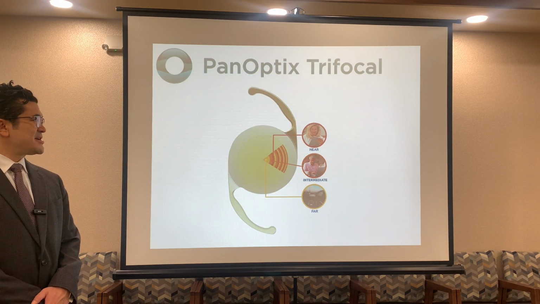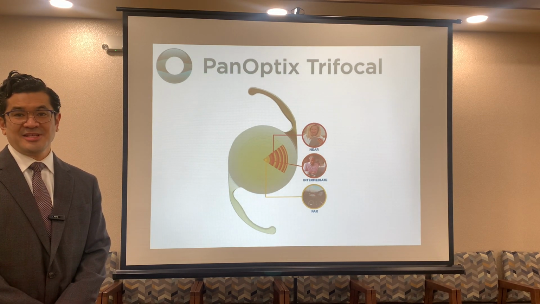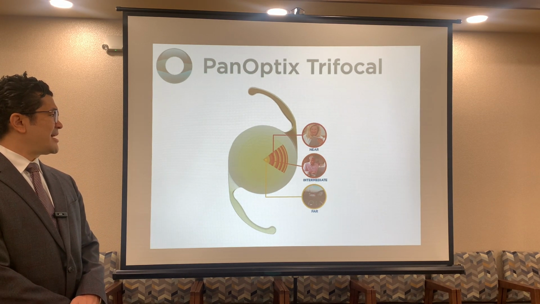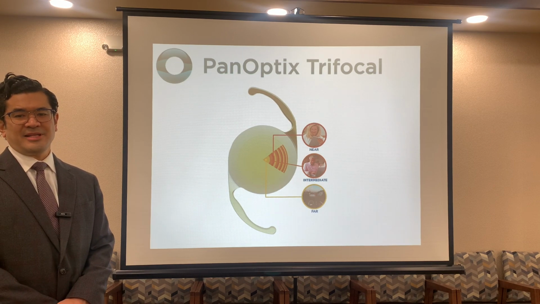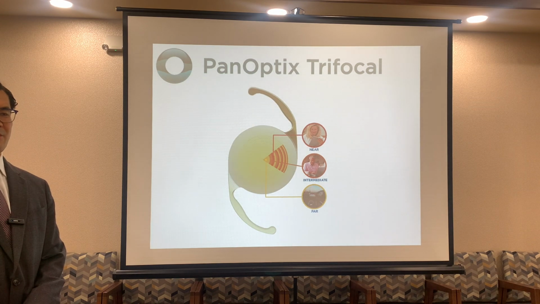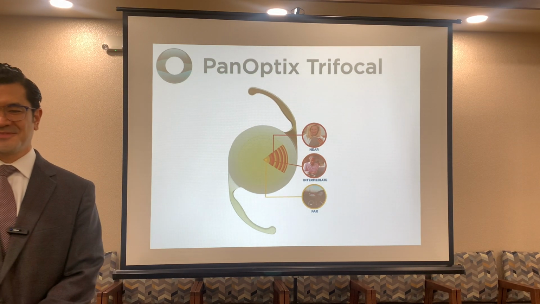There are different lenses. Here's an example of a lens that we would consider an advanced technology lens. This one has alternating rings of focus, so it allows the patient to have three areas, or zones, of focus: near, intermediate, and far.